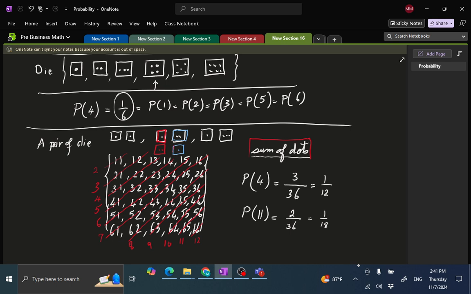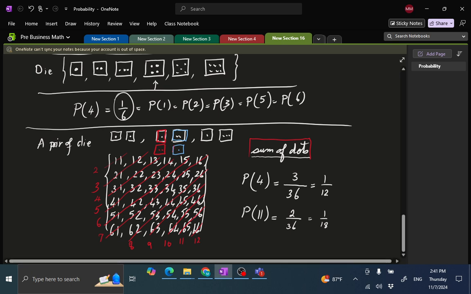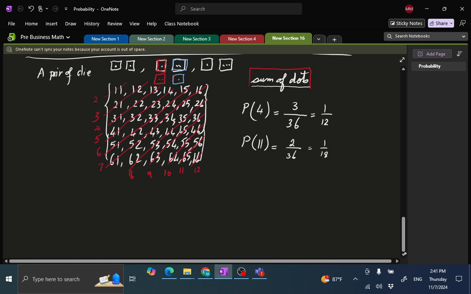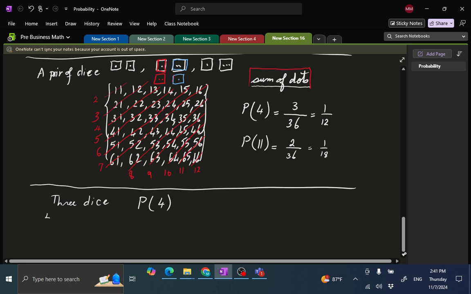If you could throw 3 dice, what's the minimum you could get? So if I have 3 dice, what is the probability of getting a 4? Well, how can you get a 4 anyway?